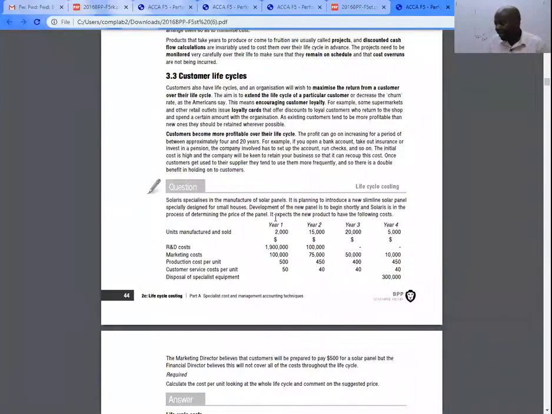So the marketing director, we are told, believes that the customers will be prepared to pay $500 for a solar panel, but the finance director believes that it will not cover all of the costs throughout the life cycle. So they want us to calculate the cost per unit, looking at the whole life cycle, and comment on the suggested price. What a great examiner. An examiner who is wishing us success.